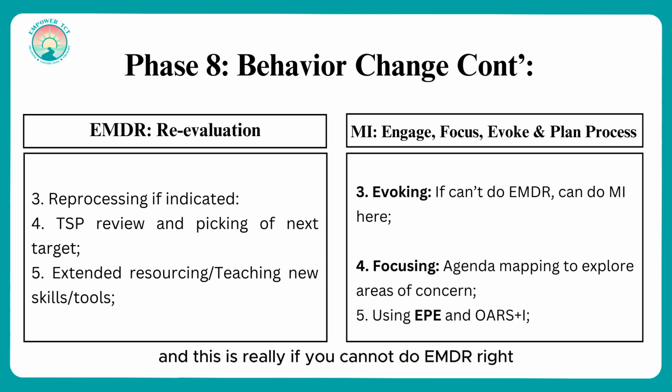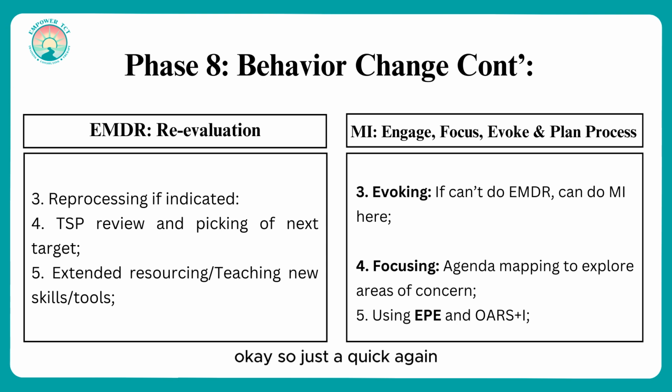And this is really if you cannot do EMDR, right? Because if you can do EMDR, you're just going to go straight back into reprocessing. And then once you finish that, you're going to pick the next target in the 3 prongs. And then, of course, anything else, right? So if there's any need for more resourcing, teaching new skills, this is where you're going to do it. And if you are going to do number 5, then you want to use the EPE method, the elicit, provide, elicit, and the ORS plus I.